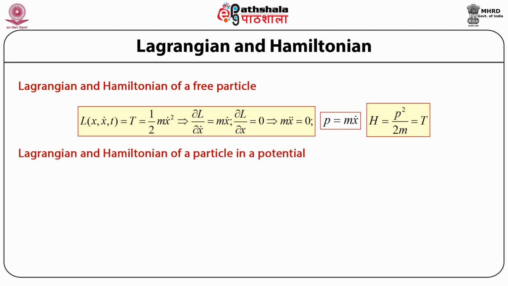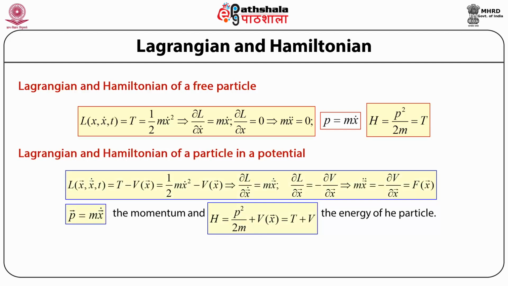If T is the kinetic energy and V the potential energy of a particle, and L depends on x, x dot, and L equals T minus V(x), which equals half m x dot squared minus V(x), which implies del L by del x dot equals m x dot. Del L by del x equals minus del V by del x, which implies m x double dot equals minus del V by del x equals f(x). This is the equation of motion of a particle moving under the action of a force f(x) represented by potential V(x).